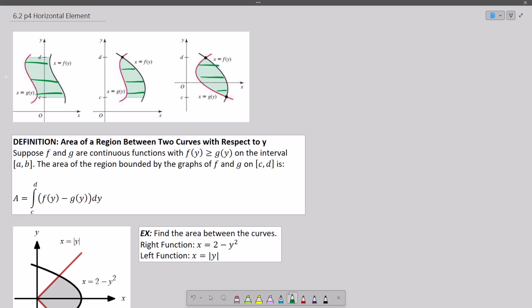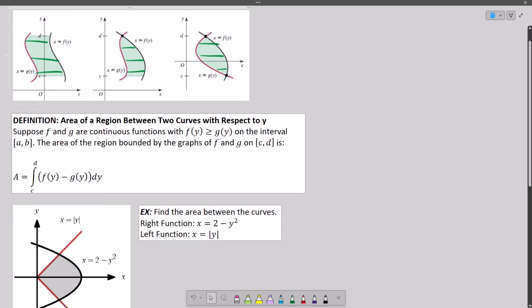So these get integrated with respect to y. I'm doing the same thing. We've got a rectangle. We're going to find its area, and then cumulatively add up all of those horizontal rectangular areas to get the total area. The big difference is that the differential we use is the thickness of a horizontal rectangle, which is dy, instead of dx for a vertical rectangle. So we'll integrate with respect to y.